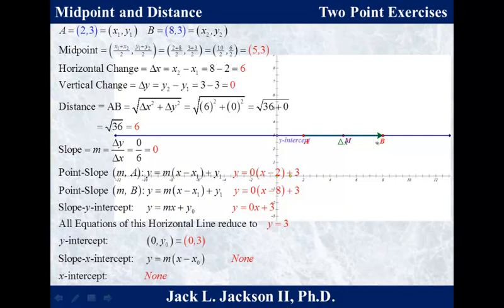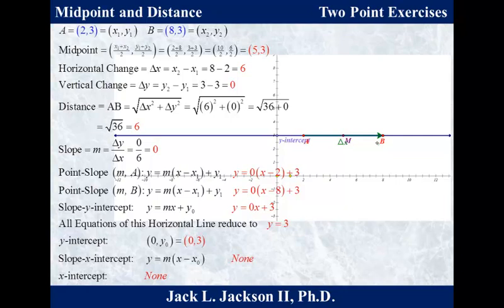But as we're going from A to B, we're only going to the right. We're not going up and down any. So the vertical change is 0. The delta y is 0. The delta x is 6. So we're going to the right 6 and not up or down any. So that means the distance should be 6. And if you use the regular distance formula, sure enough, you can see it worked out there. You do get 6.